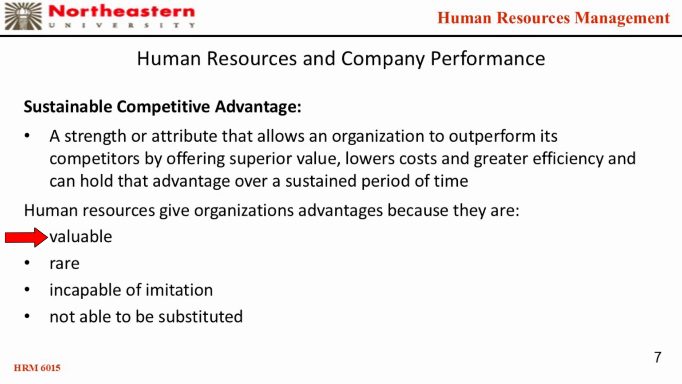If I have a piece of equipment that is really good and it gives me an advantage, my competitor can go out and buy the same piece of equipment or potentially build something similar enough to minimize or close that gap between their performance and our performance. However, if I have employees that are better than their employees, it's much more difficult for them to catch up. People are unique.